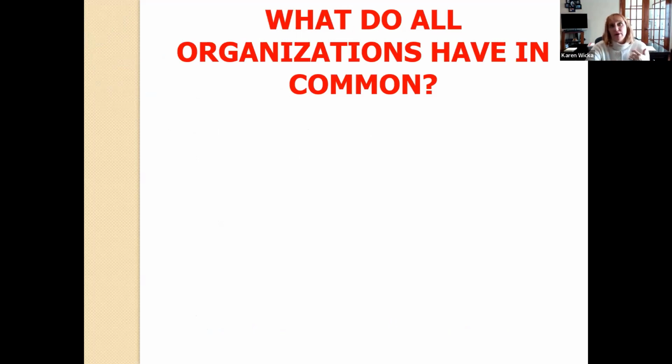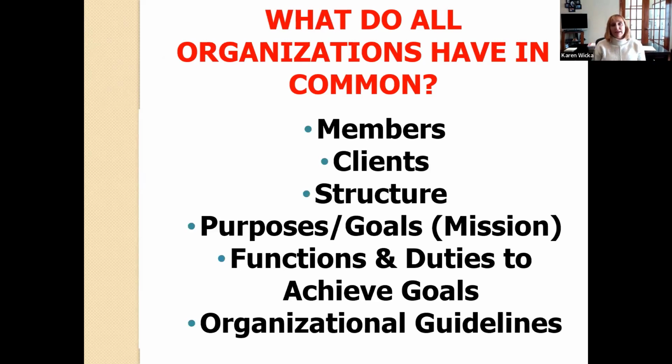Now, when we talk about the parts of the criminal justice system, we say they are all organizations. As a quick review from the beginning of the class, what do all these organizations have in common? They all have members, clients, structure, and a purpose or goal, which we said is their mission. They all have functions and duties they have to carry out to meet those missions, and they have organizational guidelines. We're going to look at each of these as it relates to the court system.